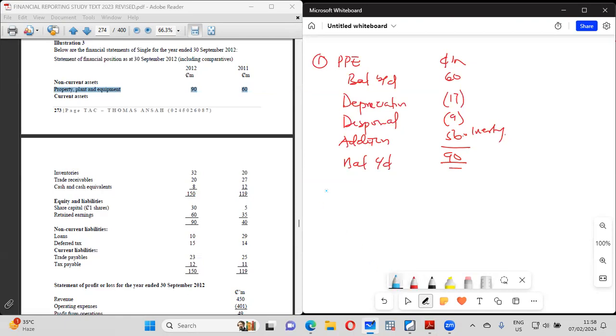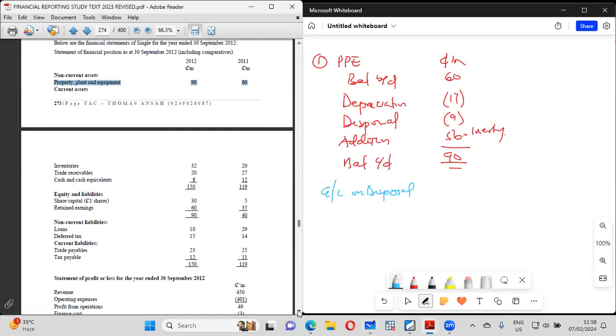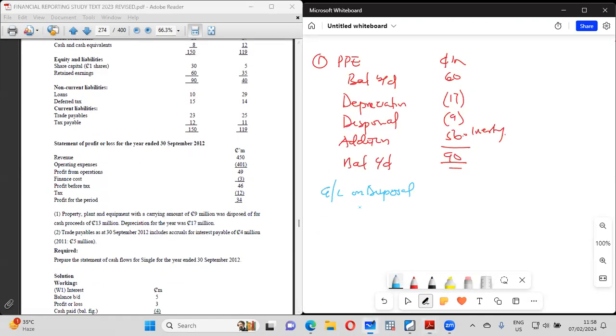Immediately you do this, I told you to do a gain or loss on disposal. Bear in mind, you have found depreciation, so you know where it is going. So for the gain or loss on disposal, how much were the proceeds that we collected? The question says the proceeds we collected are 13 million, minus the carrying amount of 9 million. What does that give us? That means there is a gain of what?